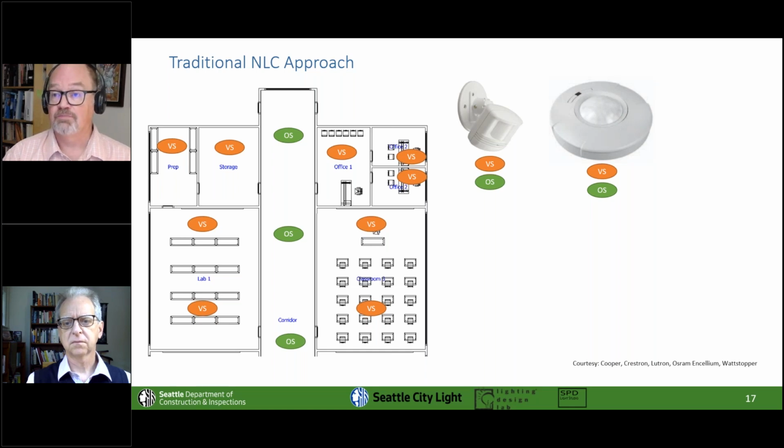It used to be 30 minutes, but that was predicated on fluorescent lighting. So in this particular case, I would need to add occupancy and vacancy sensors into each one of these rooms, probably a couple in each case in the larger ones, to ensure that we had adequate coverage.